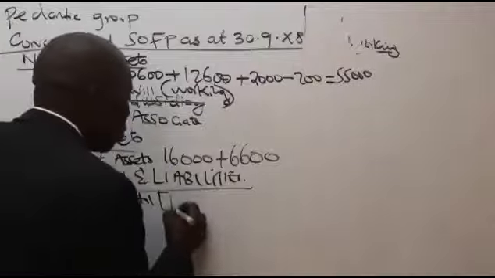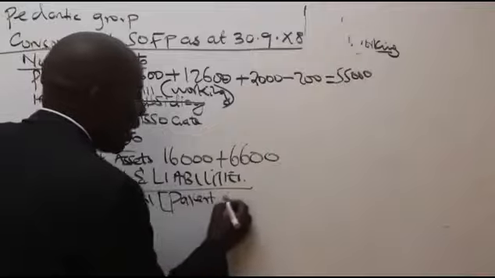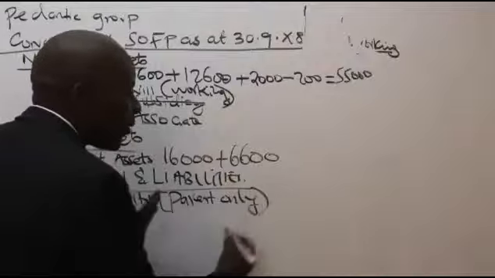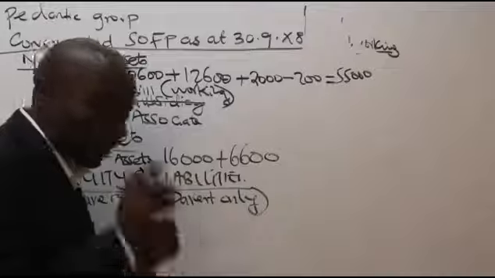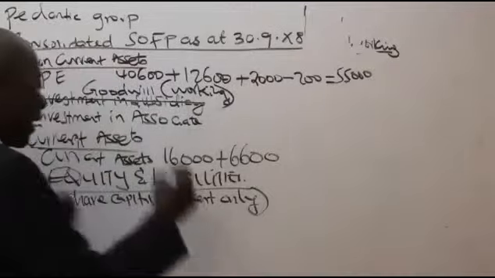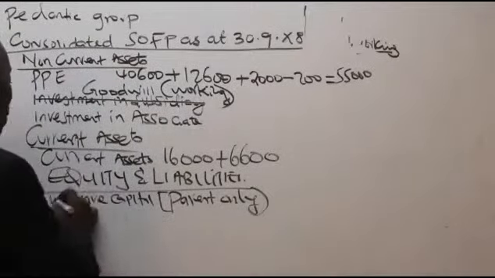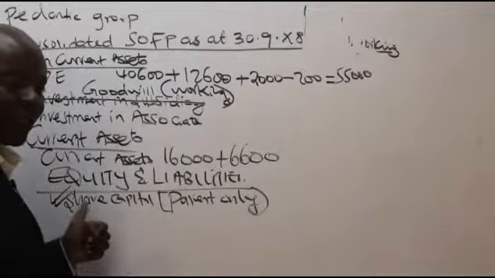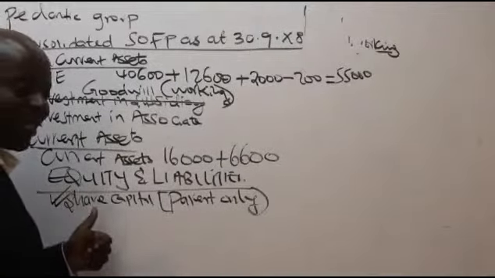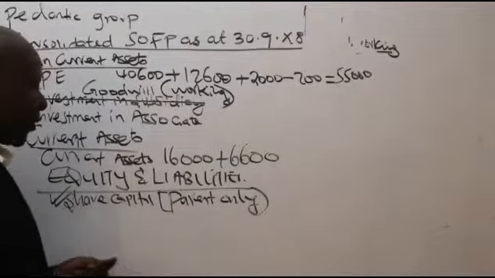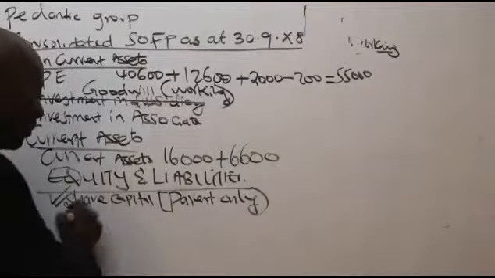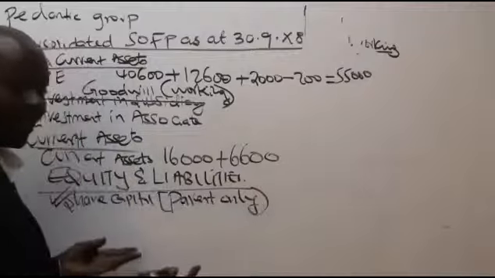So share capital, we shall pick the one of the parent only. You simply go to that column of the parent and you pick the one of the parent only. Correct. From share capital, what else do we have? After share capital in equity, of course, we have share premium. But this question doesn't have share premium.